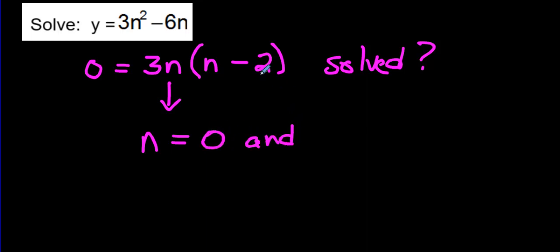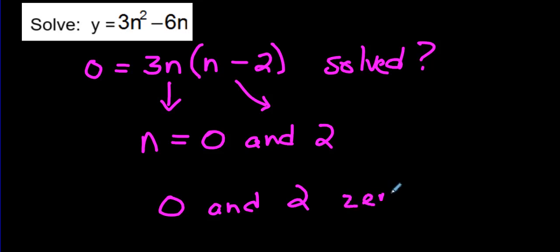What else could it be? Remember, it's going to be the value of n that would make this inside the brackets become 0. n minus 2, what would be 0? Well, 2 minus 2 is 0. So 0 and 2 are our roots, or our zeros, or our x-intercepts, however you want to call it. Okay? So those are what we were looking for. We have just solved for this equation right here, this binomial equation.